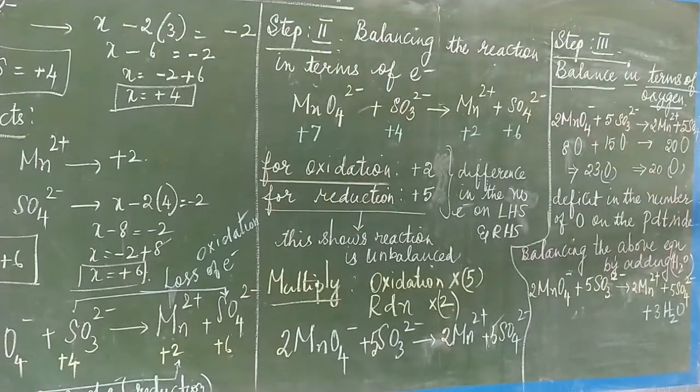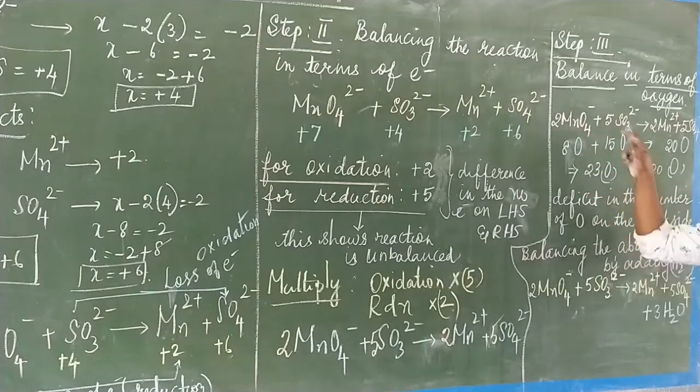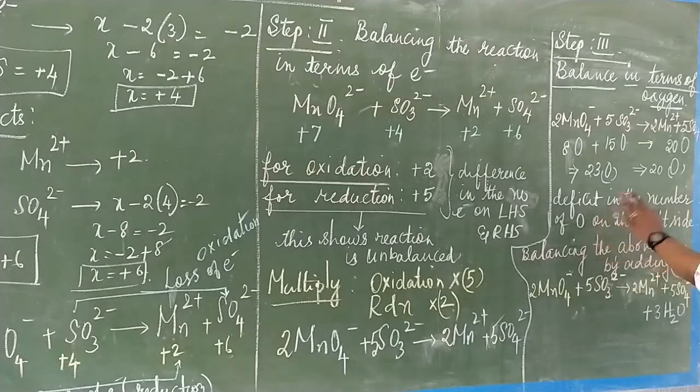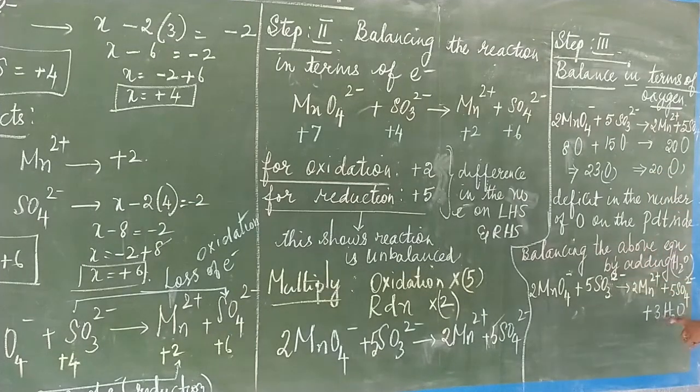Balancing in terms of oxygen. Here 8 and we have 15. So 23 oxygen is present on the reactant side, whereas on the product side 20 oxygen is present. Therefore there is a deficit in the number of oxygen on the product side. How many oxygen atoms are deficit? 3 oxygen atoms. Here 23, here it is 20. So what do I have to do? I have to balance the equation on the product side by adding 3H2O. Then oxygen will be balanced. You get 23 oxygen, here also 5 into 4, 20 plus 3 oxygen becomes 23.